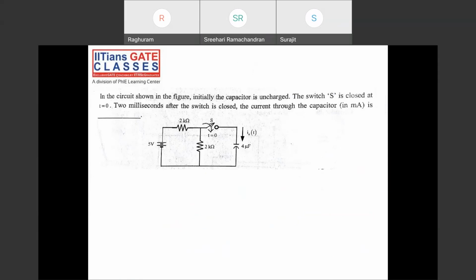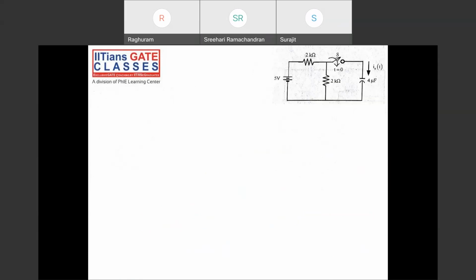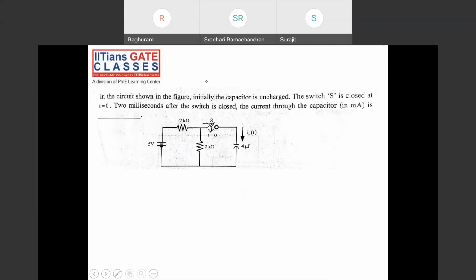Again, a numerical question. Try to solve this. In the circuit shown in the figure, initially the capacitor is uncharged. The switch is closed at t equal to 0. 2 milliseconds after the switch is closed, the current through the capacitor in milliamperes is. So initially uncharged, directly V of 0 is 0.